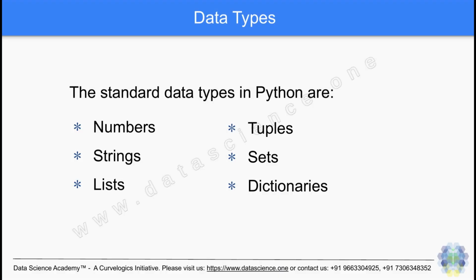Let us start by refreshing our memories of what we have learned so far about data types in Python. Data is stored and interpreted in Python as follows: numbers, strings, lists, tuples, sets, and dictionaries. We will focus on learning about string manipulations in this video.